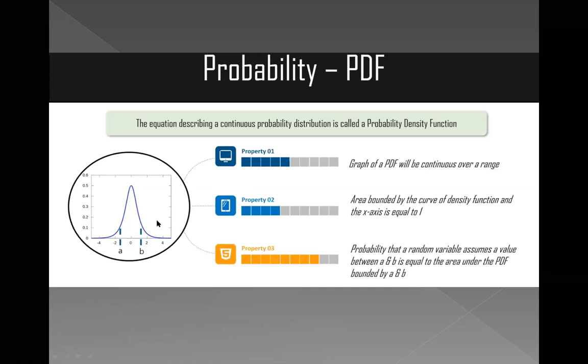What is the second property of this particular diagram? The area bounded by the curve of a density function and the x-axis is equal to 1, right? Whereas the probability that a random variable assumes a value between a and b is equal to the area under the PDF bounded by a and b. This is the third property of your probability density function. By using this picture, we can easily interpret these three properties.